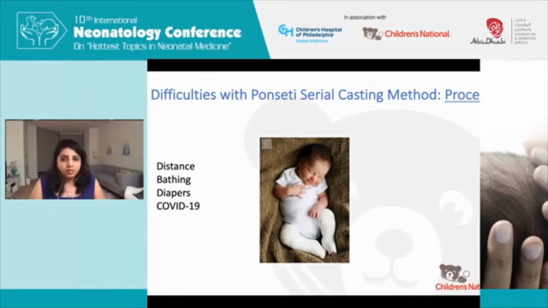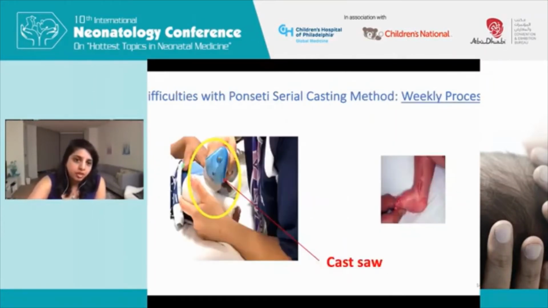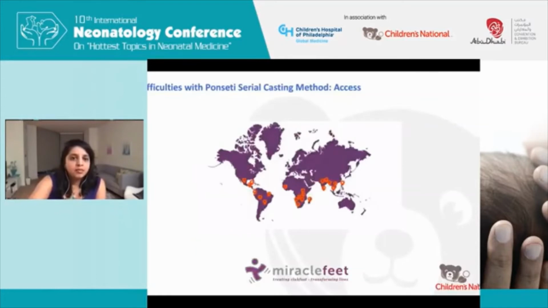And then as we've seen in COVID-19, a lot of the Ponseti clinics have closed. And so parents are unable to either start their baby's treatment at ideally less than 2 months old, or they've had to interrupt their treatment. And then we use a cast saw to take off the cast, and it makes a loud sound, but also pediatric skin is very sensitive and occasionally you can have cast saw burns. But this is the biggest problem with the Ponseti method right now.